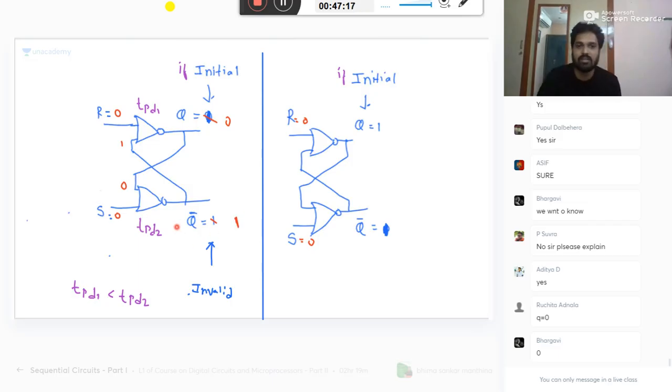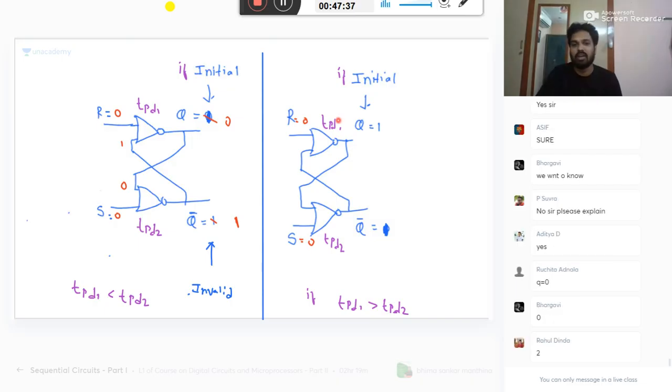Let me analyze the second case. If TPD1 is greater than TPD2, who is faster now? The second gate is faster. The second gate has more enthusiasm to change, quick and hyperactive compared to your first gate. Now what happens? This 1 will come here. 1 plus anything is 1, whole bar is 0. This 0 will come here. Already maybe 1 is there. Don't worry about it.